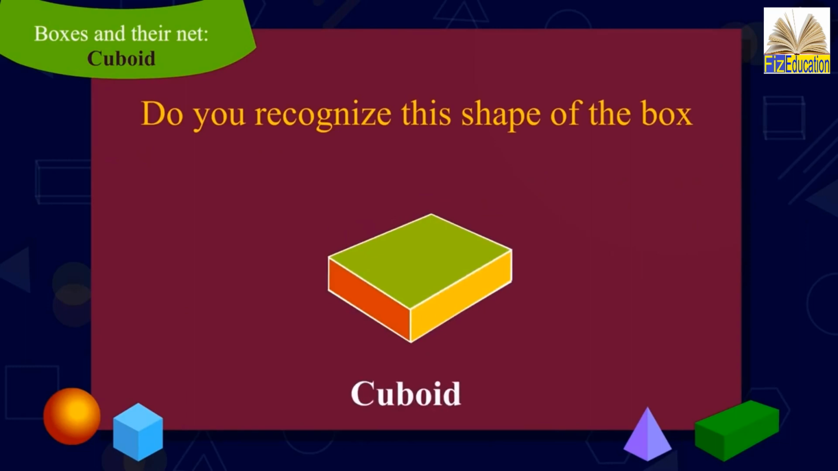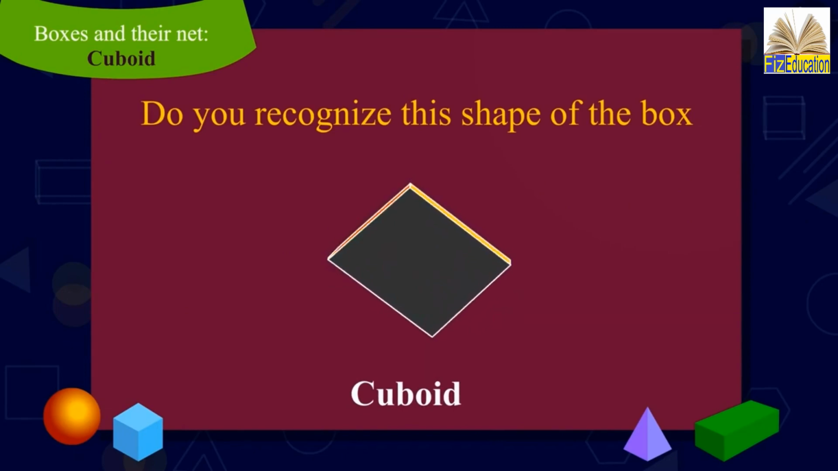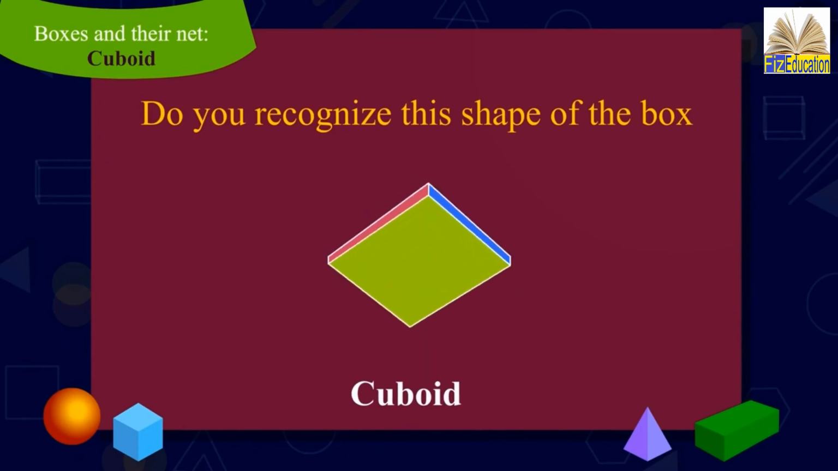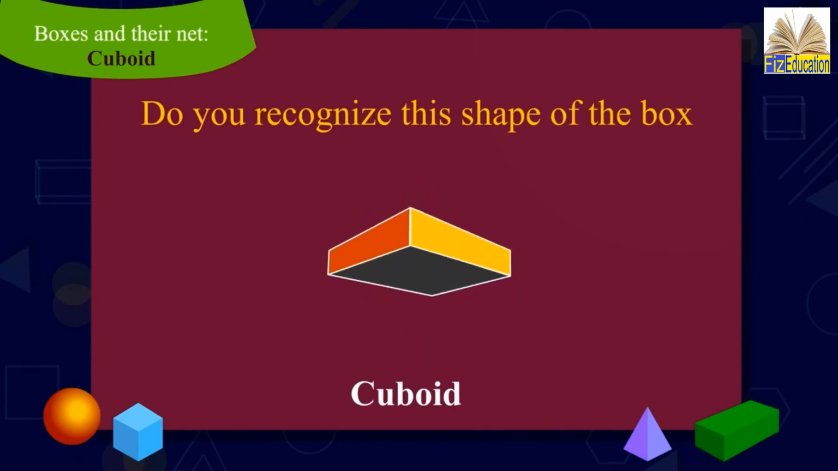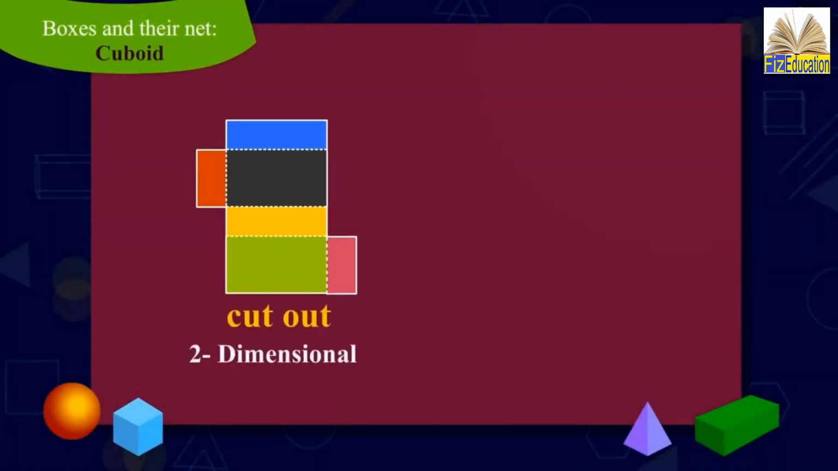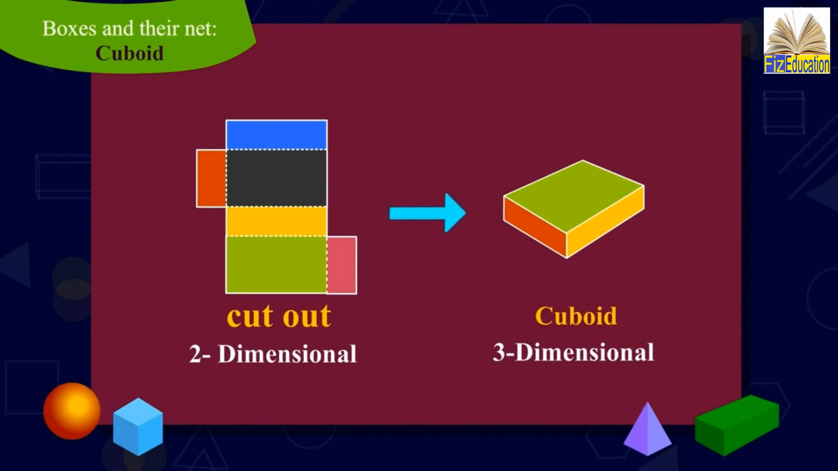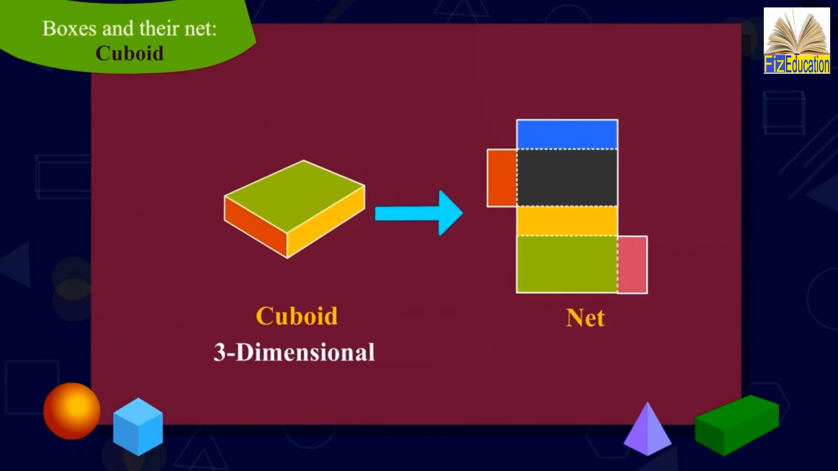It is a cuboid. Every face of a cuboid is rectangular. Do you know that two-dimensional shapes like the cutouts of this cardboard, which when folded we make three-dimensional shapes like the cuboid? This is called the net of the shape.